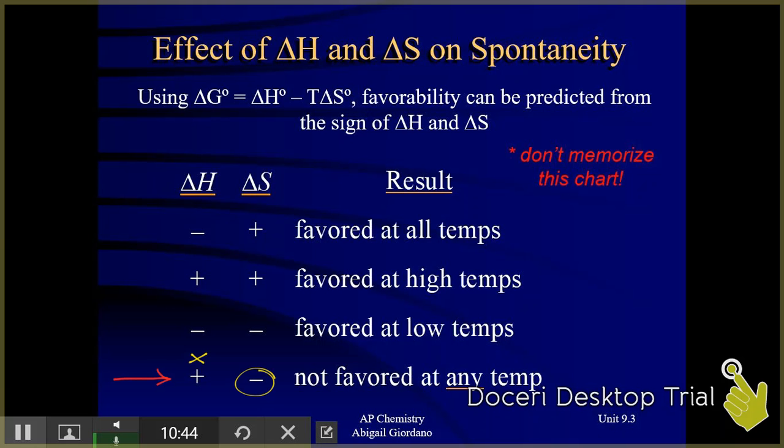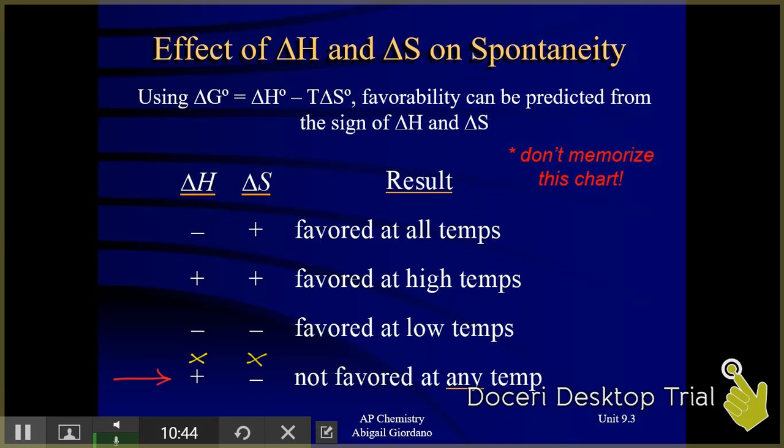Okay, now let's think about what a negative delta S means. Negative delta S means this process is becoming more organized. And as we said in a previous lesson, that goes against what is sort of typical in nature. Things in nature tend to get, quote, messier, more chaotic, more disordered. So a process that is becoming more organized is also not likely to be favored.